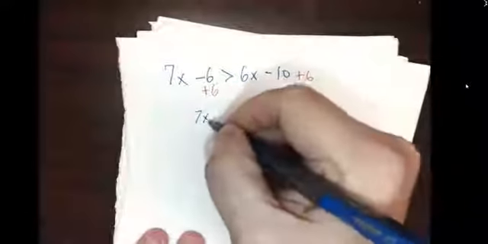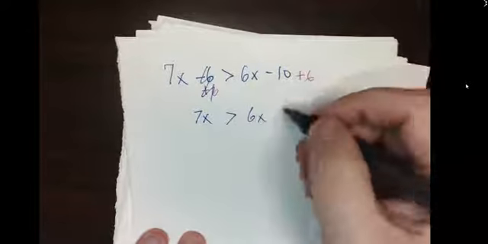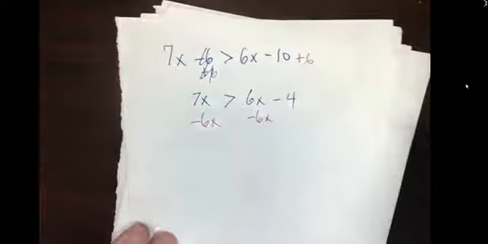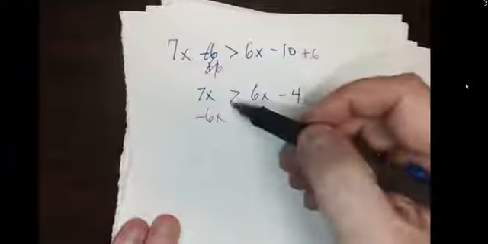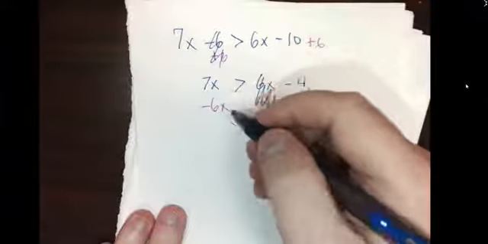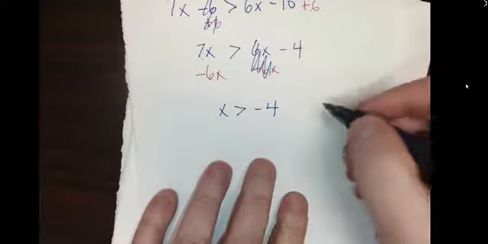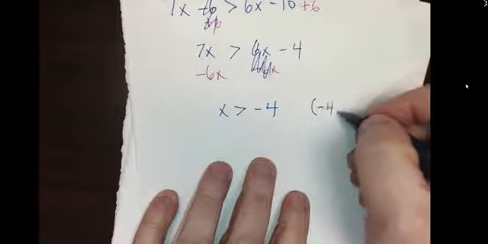So let's add 6 to both sides. Adding does not change the direction of the arrow. So that goes away. And I'm going to have 6x and minus 4 here. And now I'm going to subtract 6x from both sides. Subtracting does not change the direction of the arrow. And 7x minus 6x is x. So x is greater than negative 4. Now, in interval terms, that's equal to that. That's the answer in interval form.